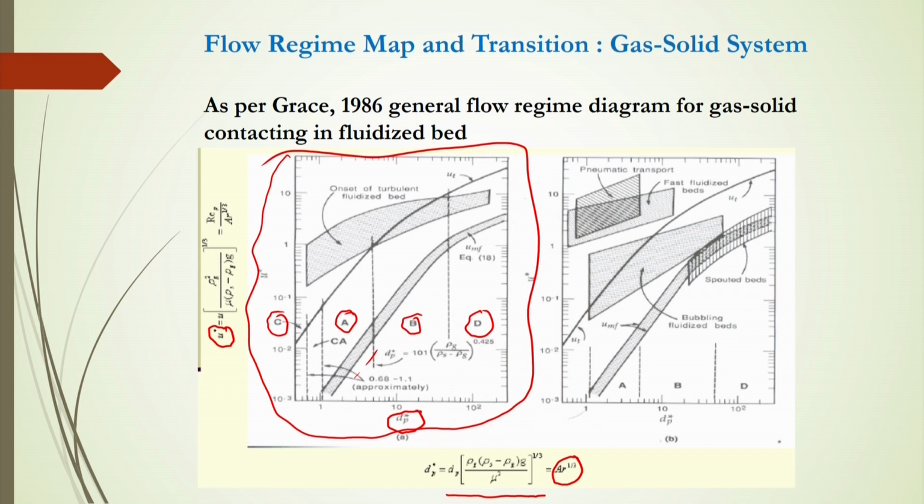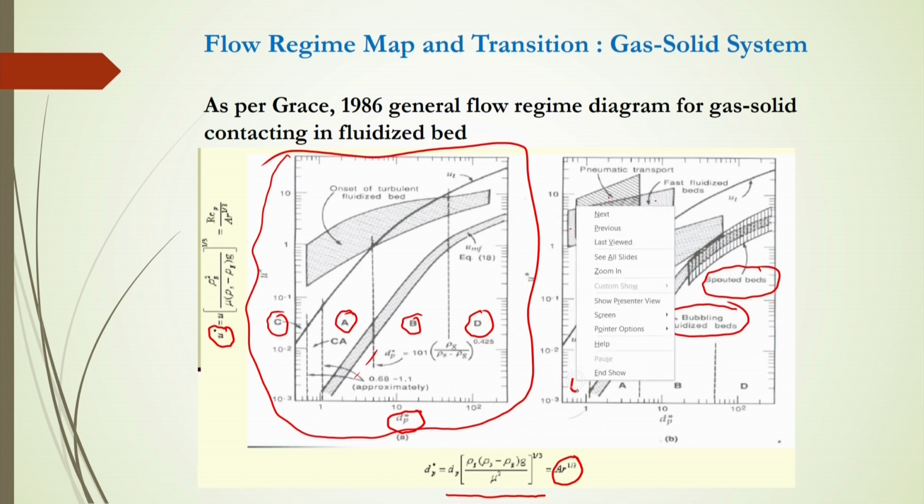Here, C is very interesting. If you consider C, in this case you will see some flow pattern map. This region is called spouted bed, this region is bubbling fluidized bed, and here is pneumatic transport, and this region is called fast fluidization bed. So, here we consider the C particles, the C regime.